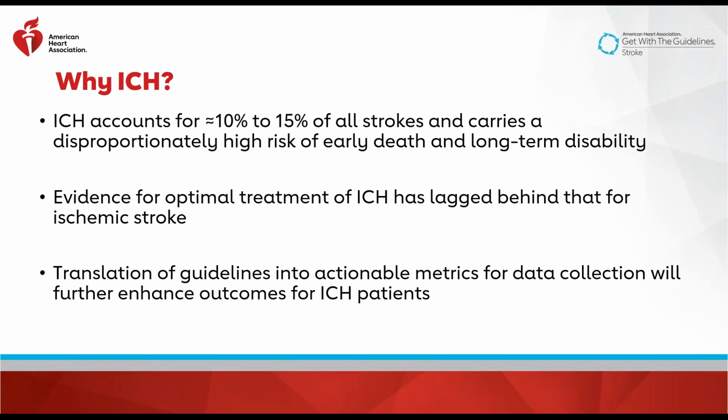So why ICH? Intracranial hemorrhage accounts for about 10 to 15% of all strokes and carries a disproportionately high risk of early death and long-term disability. Like I always tell students, it's less common, but much more deadly. And when you talk to patients, surveys have been done of patients that actually equate severe disability to be even worse than death. Evidence for optimal treatment of ICH has lagged behind that of ischemic stroke, and translation of the guidelines into actionable metrics for data collection will further enhance outcomes for ICH patients. So these improved and enhanced outcomes start with you and in your communities on a local level.